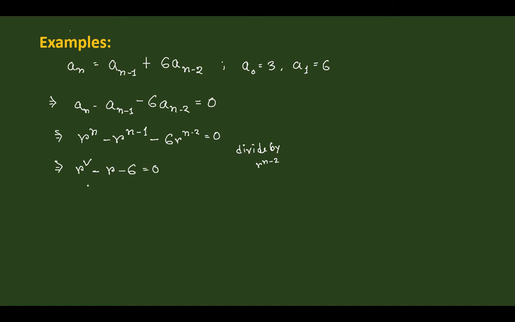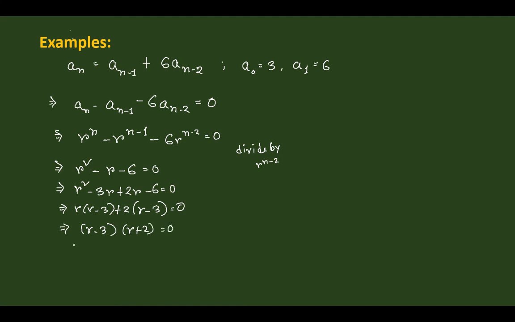So let's solve this equation. So there should be two roots of this equation. You know how to do that? So the two roots that we got are r1 would be 3 and r2 would be minus 2. Two values of r, I'm just naming them as r1 and r2. Alright, now what should be our solution?